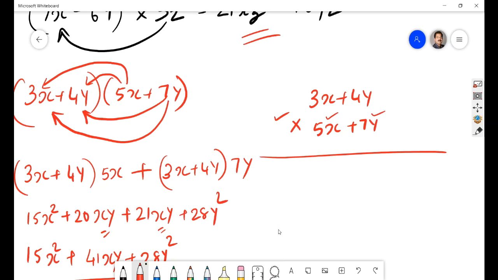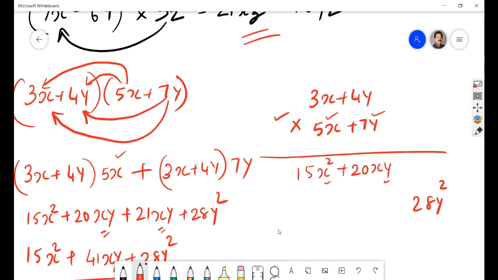5x multiplied by 4y, then we will write 20xy. 5x multiplied by 3x is equal to 15x square. So multiplication with 5x is over, just like how it is done here. With 7y, 7y multiplied by 4y is equal to 28y square. There is no such term here, so we'll write it here, 28y square.